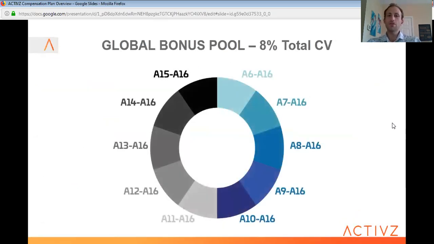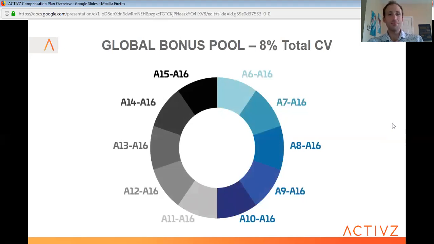So the next component here is the global bonus pool. Activz takes 8% of the total commissionable volume. And when you hit that rank of A6, which is only about 10,000 in volume, it takes a little bit of time to get there. But I've been in another company where it was quite a bit more than that. It was about 10 times more volume in order to qualify for that global bonus pool. So this is pretty powerful that early on in the leadership ranks, you're able to tap into this global bonus as the company continues to expand.